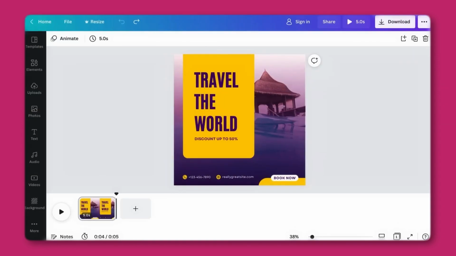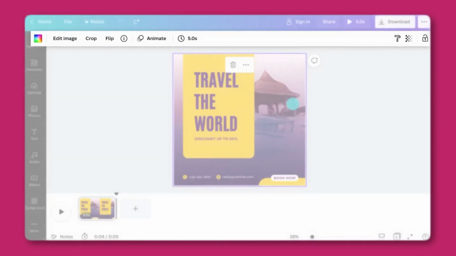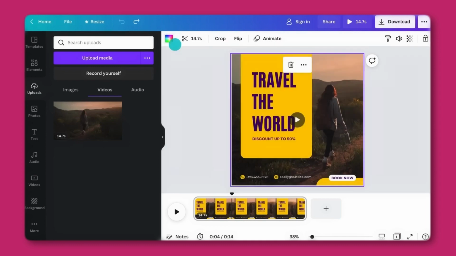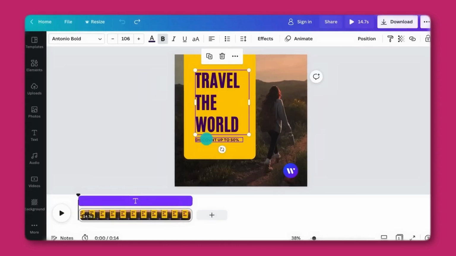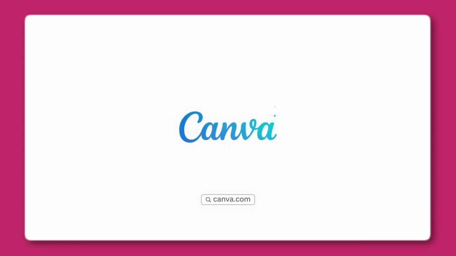The air is filled with the scent of fresh graphics, and the sounds of drag and drop echo throughout. Canva ensures that everyone, regardless of their design experience, leaves with a masterpiece in hand.